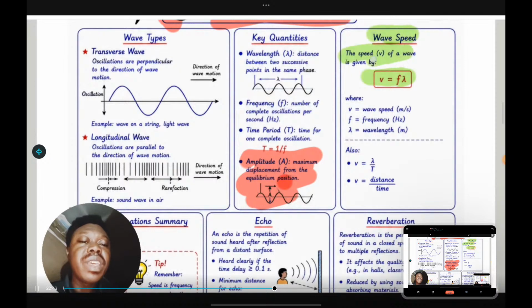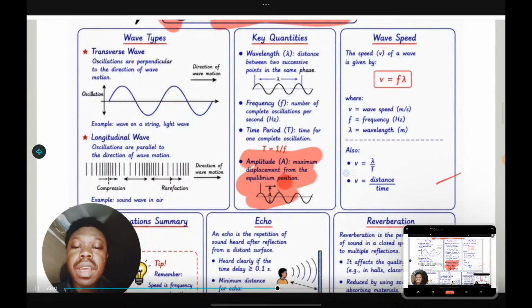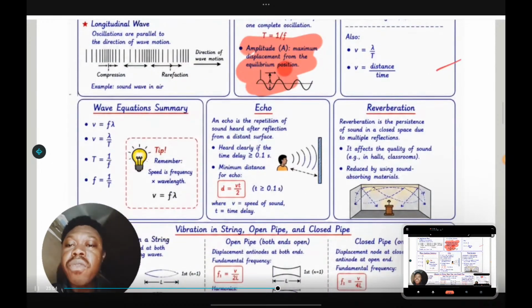Please take note of this formula. Wave speed v is given by f lambda. Once you know this formula, and you know t equals 1 over f and f equals 1 over t, you can substitute into this and obtain whatever you need to obtain. Is that one clear? So we move further.